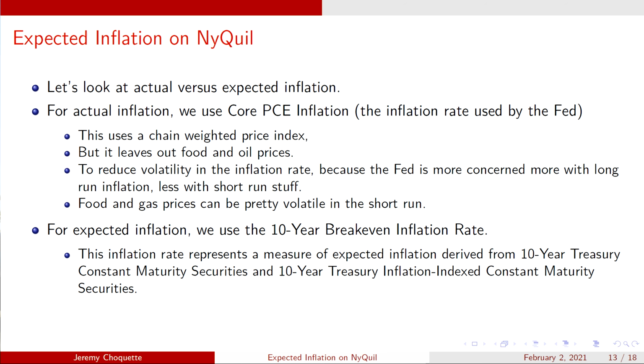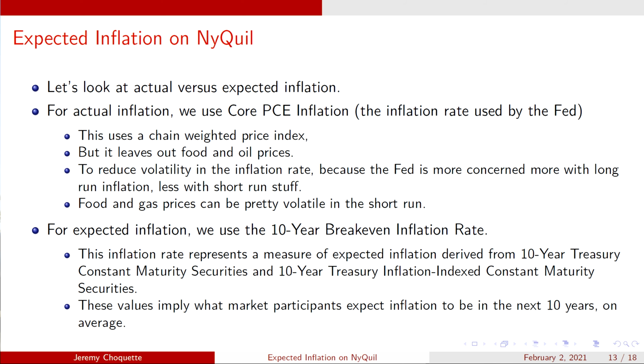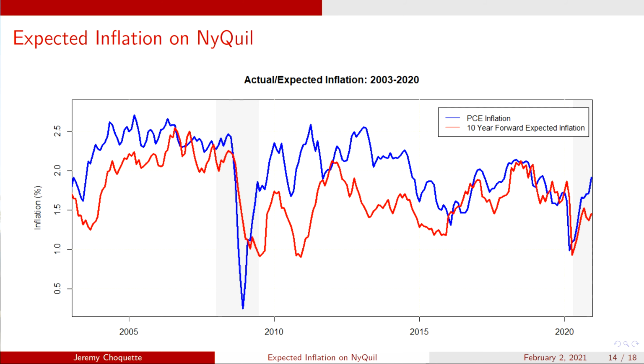So it's a little bit safer, right? Because it's indexed for inflation. The yield, the rate of return, is indexed for inflation. And these values, based on how it's derived from these securities, imply what market participants expect inflation to be over the course of the next 10 years on average.